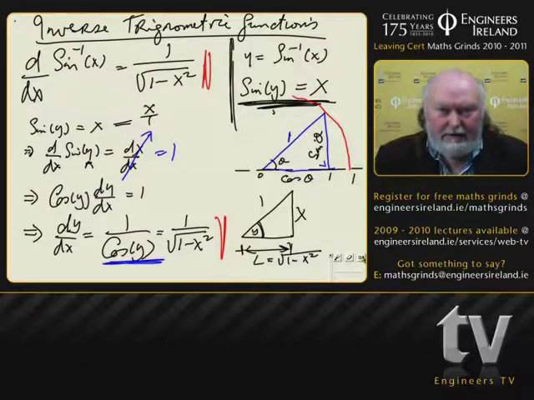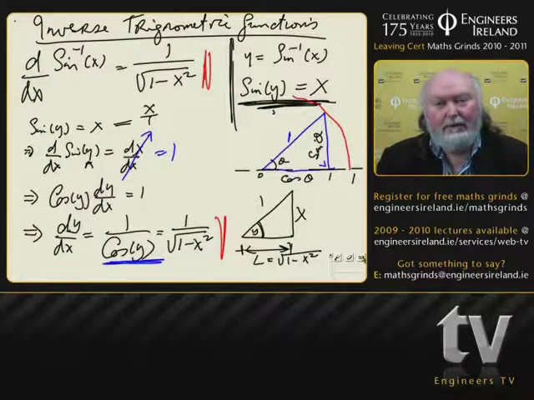You will find in the logbooks just 3 of them: the sine, the cos, the tan. You will not find the sec, the cosec, and the cot. So you need to learn off the differentiation of those 3 inverses. Okay?